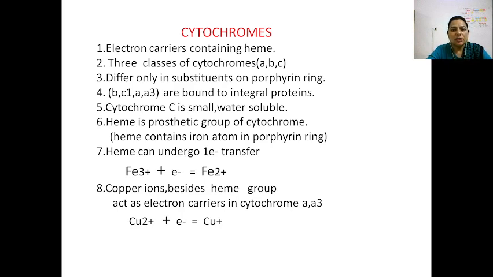Heme is the prosthetic group of cytochrome. Heme contains iron atoms in the porphyrin ring. Heme can undergo one electron transfer. The copper ions besides the heme group act as electron carriers in cytochrome A and A3.